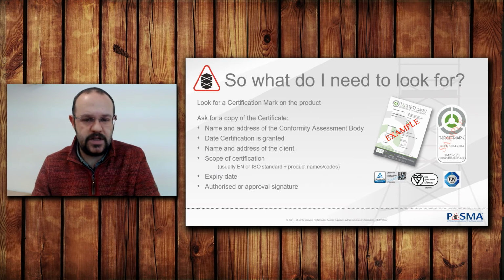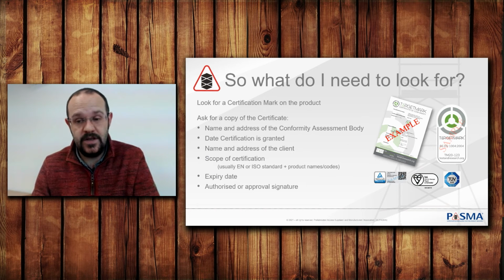If you are unsure if the product is certified, look for a certification mark on the product. If one is not evident, ask for a copy of the certificate. The certificate should contain at least the following information: the name and address of the certification body, the date certification is granted, the name and address of the client, the scope of certification, usually EN or ISO standard, and the product names, codes or descriptions, the term or expiry date of the certification, if certification expires after an established period, the signature or other defined authorization of the person or persons of the certification body assigned such responsibility.